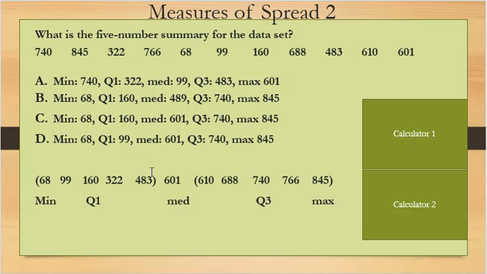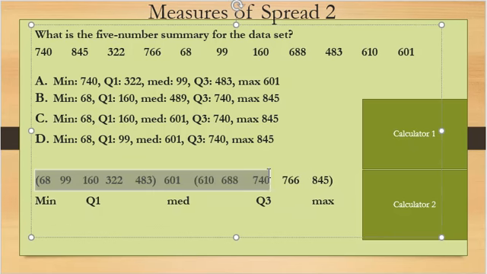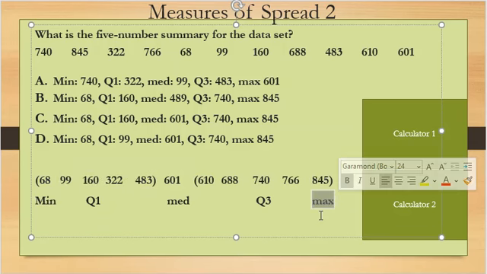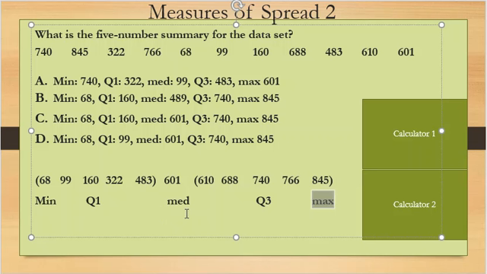And what I did here was right here, I just put the numbers in numerical order from least to greatest. And when you do that, it's pretty easy to find what your minimum is, because it's going to be your lowest number, which is 68. Your max number is easy to find too, because it's 845. Since this data set has 11 values, then the middle number is going to be our median.